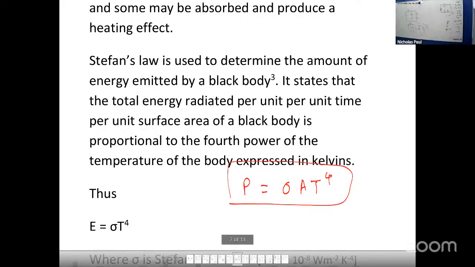Scroll up a little bit. To write all that in a different handout, just write Stefan's law: power is equal to Stefan constant by area by temperature to the power of 4.